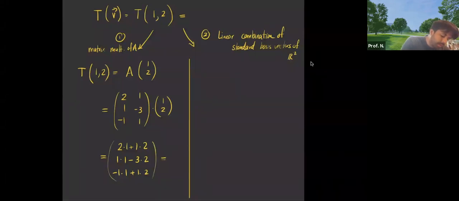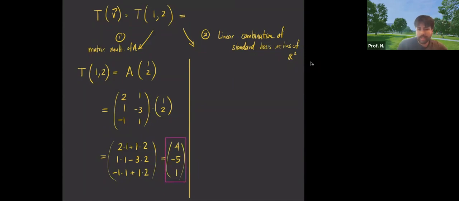And then 2 plus 2 is 4. 1 minus 6 is negative 5. And then negative 1 plus 2 is 1. So this is the image of (1, 2) under this transformation. I get (4, -5, 1). That's where that vector (1, 2) in R2 is being mapped to in R3.